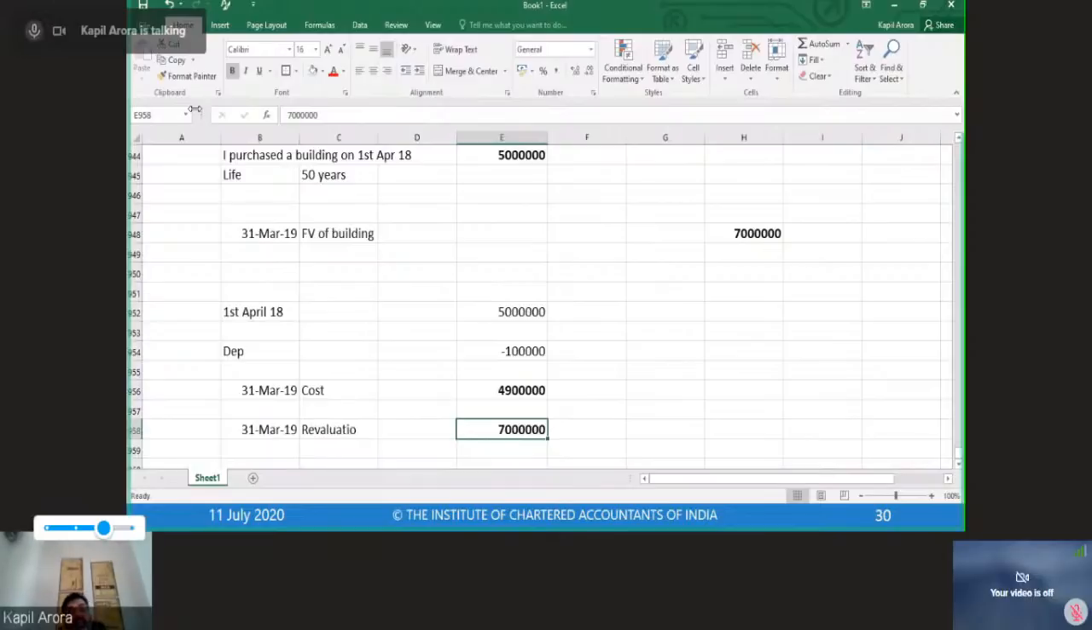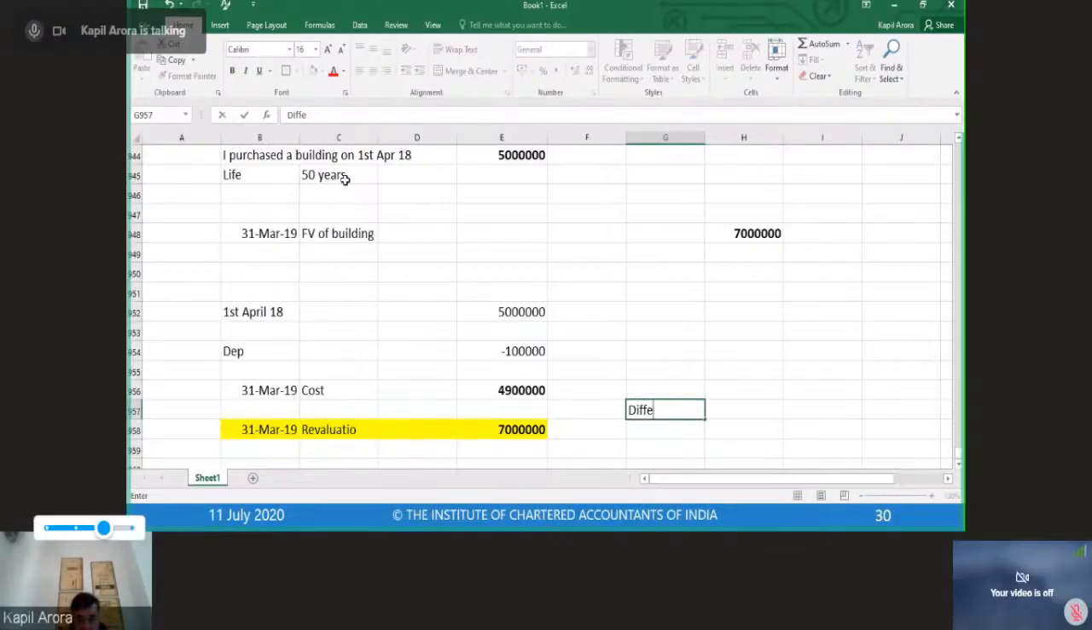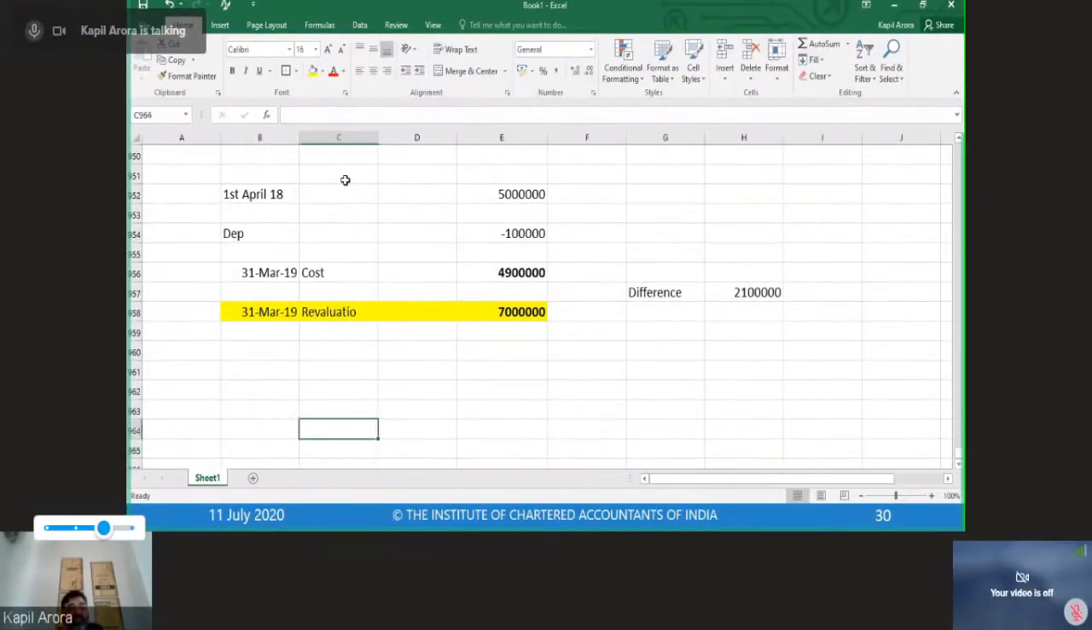So my asset will now be recorded at 70 lakh, and there is a difference of 70 minus 49 lakhs. What to do with difference? We will discuss that. But I hope everybody understands how we bring the value to the revaluation model. Now, what would be the value on 31st March 20?